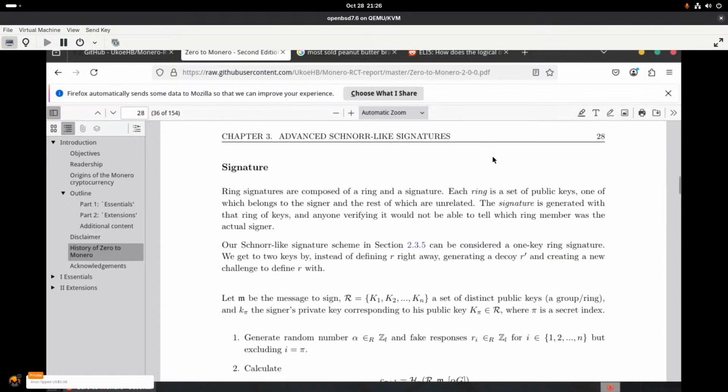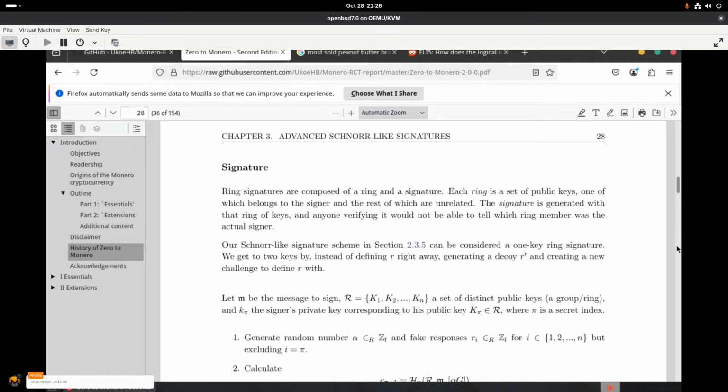So ring signatures are composed of a ring and a signature. The signature is generated with that ring of keys, and anyone verifying it would not be able to tell which ring member was the actual signer. Our Schnorr-like signature scheme in section 2.3.5 can be considered a one-key ring signature.